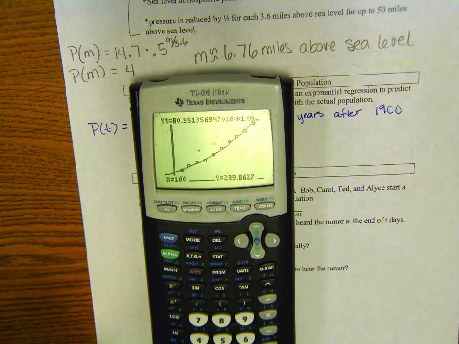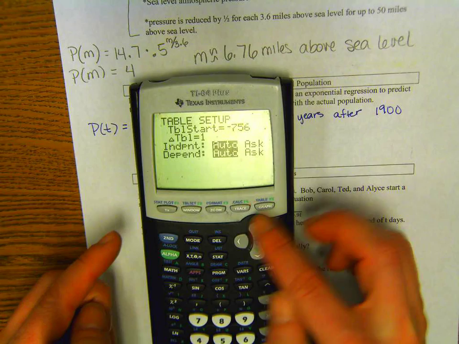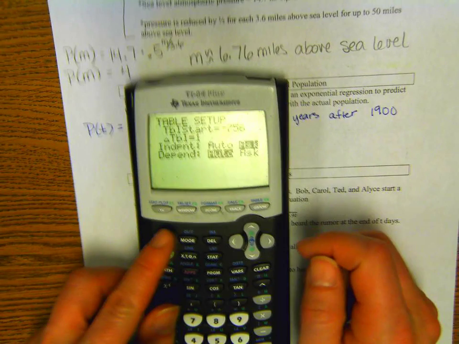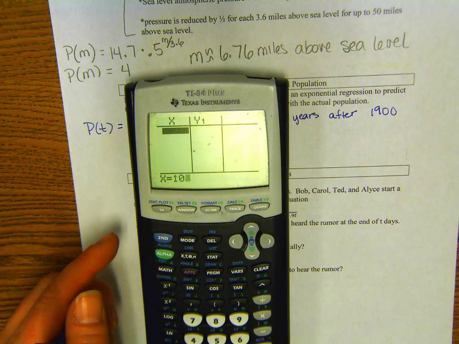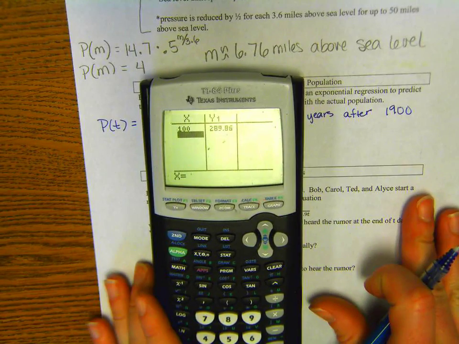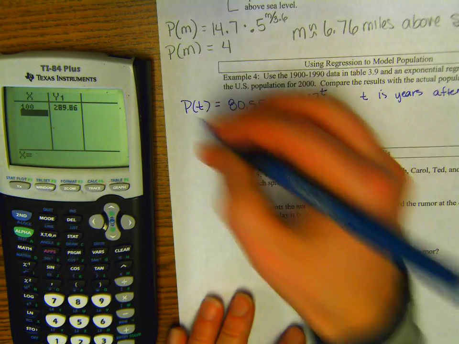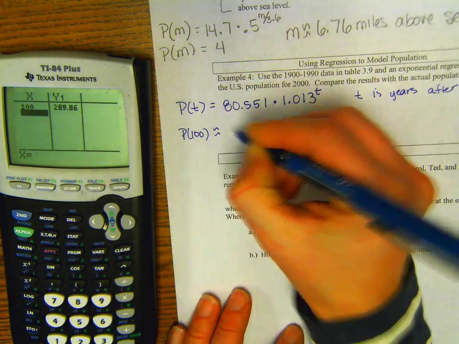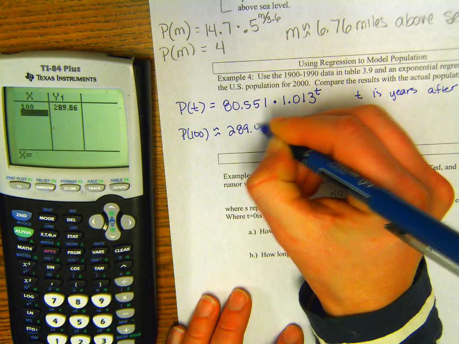Or, do you remember how you could do it in the table function? I've taught you that, too. You set your table for Ask, and then you can type it in there. Should look like the same. Alright, so here's what I'm going to write. P of 100 was, according to our model, 289.86 million.